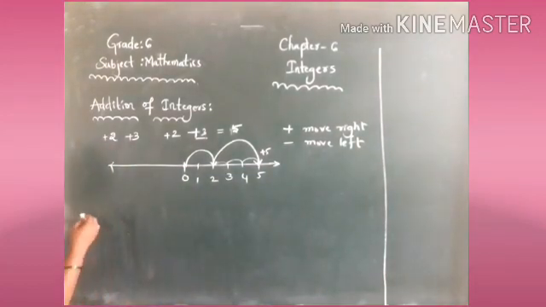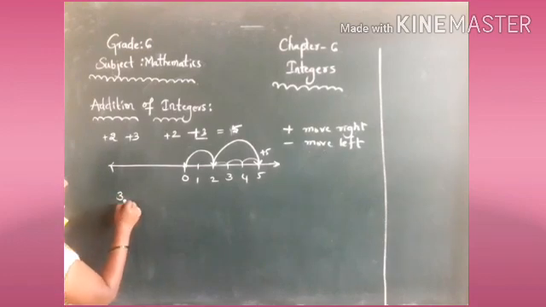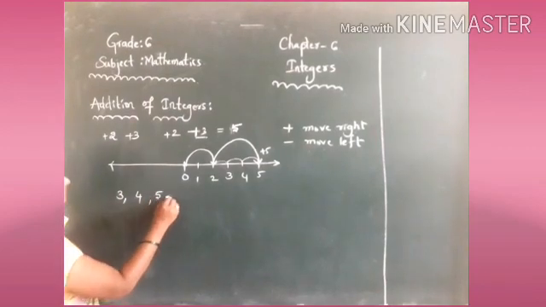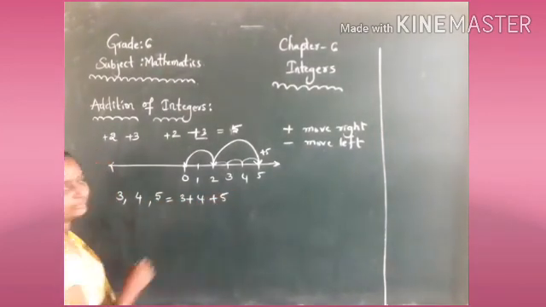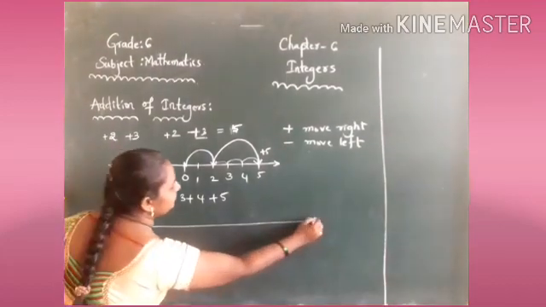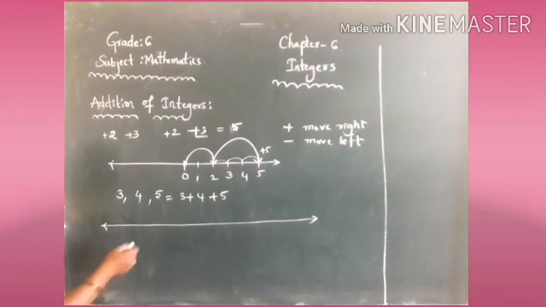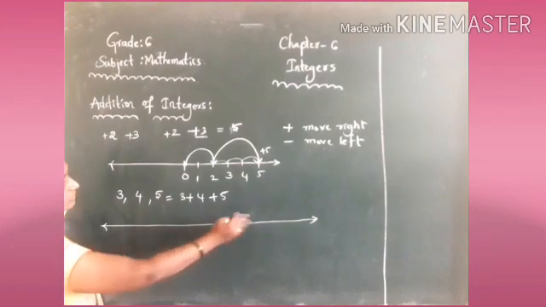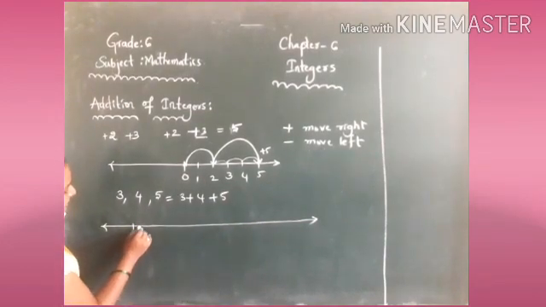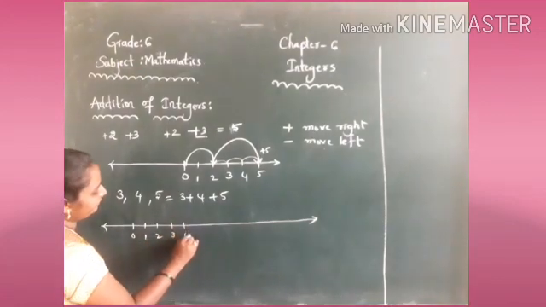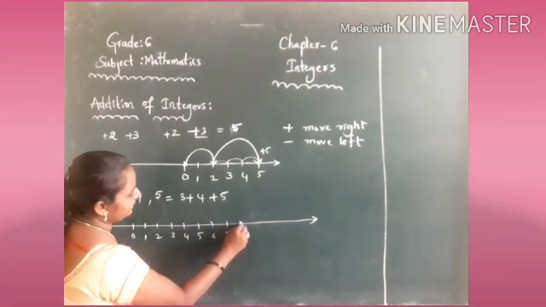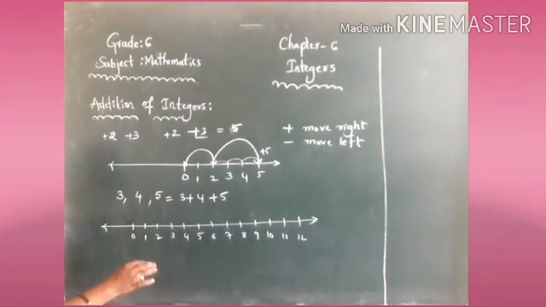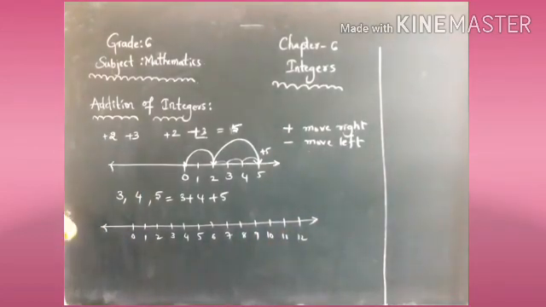Suppose addition of 3 integers, 3, 4 and 5. How to add all of these? So 3 plus 4 plus 5. In the same way, first draw a line and represent the integers. All these integers are positive integers. There is no negative integer. That's why you have to take the right side positive integers. 1, 2, 3, 4, 5, 6, 7, 8, 9, 10, 11, 12.